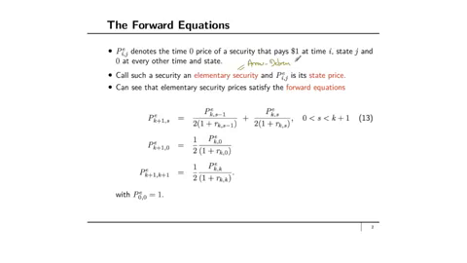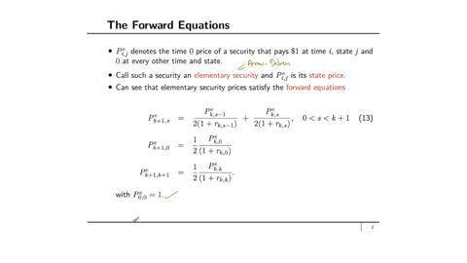Such a security is called an elementary security, and we call P subscript i,j superscript e its state price. We can actually see that these elementary security prices satisfy the forward equations. So these are the forward equations. We'll explain where they come from in a moment. We note that P_00 superscript e equals 1. Why is this? Well, this quantity is the time zero value of $1 that is paid at time 0 and state 0, i.e. today. So $1 today is equal to $1 today. So certainly this is true.